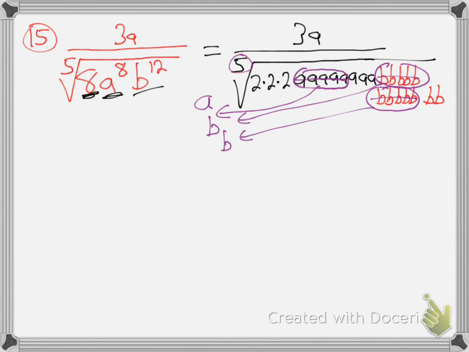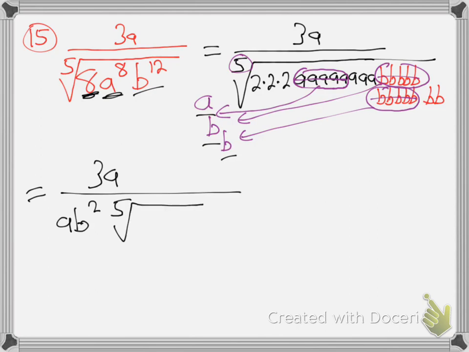Alright, so what do we have left? So now we have 3A on the top. On the bottom we have A B B, in other words AB squared, times the 5th root of what's left inside. 2, 2, 2, 3 A's, and B, B. So there's all the stuff we have left inside. Now, our job is to get rid of the root from the bottom. So how are we going to get rid of the root? Well, he's a 5 shipper. He's a 5 for 1 deal.